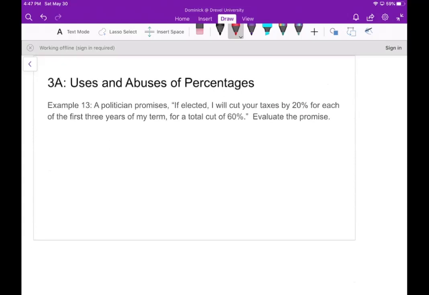Okay. In example 13, we have that a politician promises, "If elected, I will cut your taxes by 20% for each of the first 3 years of my term for a total cut of 60%." And of course, this is again not true because of the shifting reference values, but let's do this with 100. So if we decrease by 20%, you're down to 80.